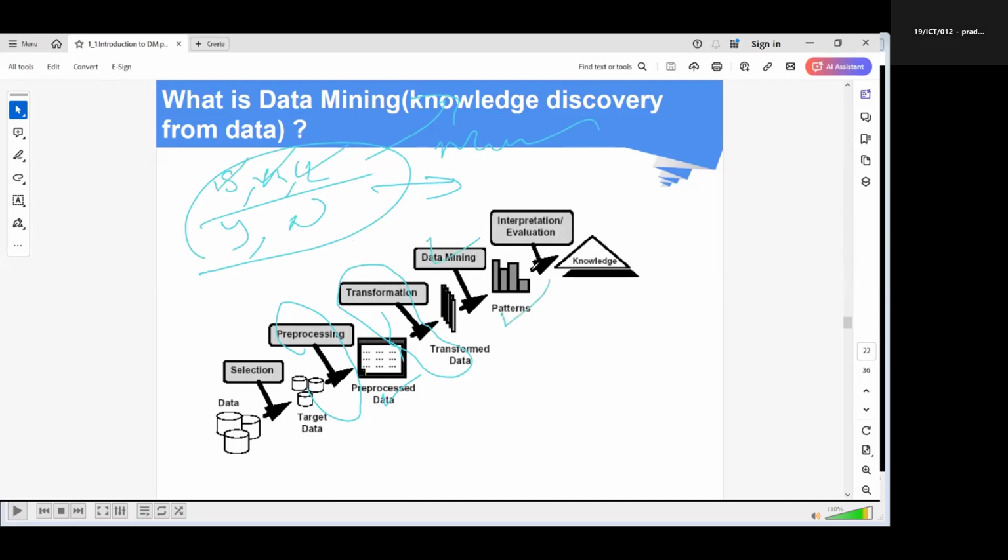Then we get some patterns, right? Once you apply something based on that pattern, we can call that knowledge. Let's say you are extracting some hidden pattern from the business transactions. Based on that particular pattern, you can introduce some new business, or some promotions, or something to attract your customers. That is the application of knowledge. So that is what we call knowledge, right?